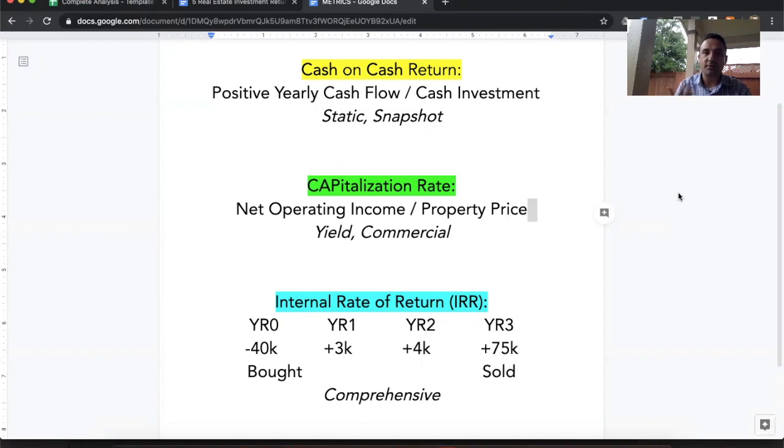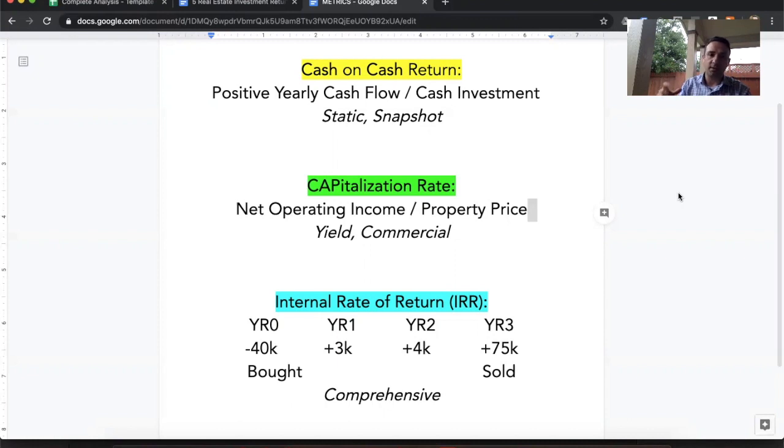And it's a very useful metric in commercial real estate, because in commercial real estate, they use it to come up with the value of your property. So if you're buying commercial investments, this is a very good metric to use. If you're buying residential, you could calculate it, but it's not really telling you much outside of, again, what the yield is if you paid cash for the property.